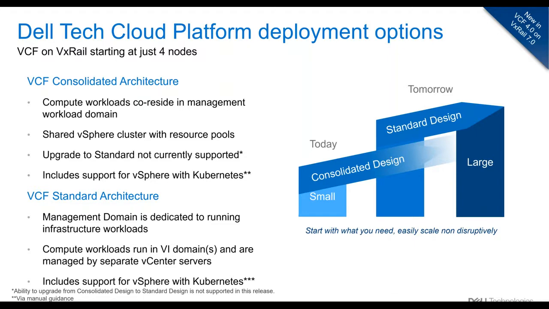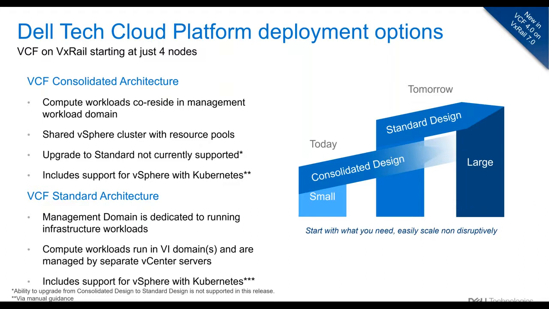That is still pending some joint VMware and Dell Technologies engineering validation and the creation of documented guidance in order to do that. Also, we do have support in a management domain, specifically for that consolidated architecture, to enable vSphere with Kubernetes on that. However, it is not the same kind of automated process in this release as what you would find when enabling it within a workload domain. So manual guidance is still the approach to take in this particular release for using vSphere with Kubernetes in a consolidated architecture.